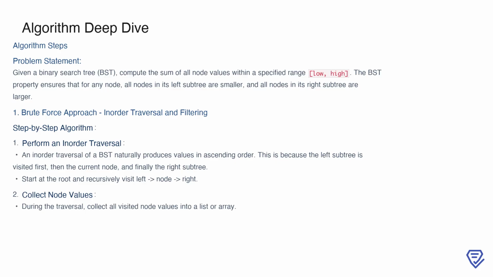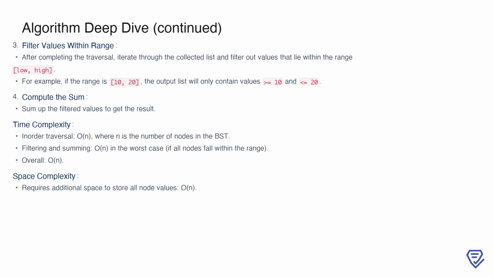The traversal begins at the root and follows the sequence: left subtree, then the current node, and finally the right subtree. As we visit each node, we collect its value into a list or array, which will be used later for filtering. Once we have the list of all node values from the inorder traversal, the next step is to filter out the values that fall within the specified range, low, high.